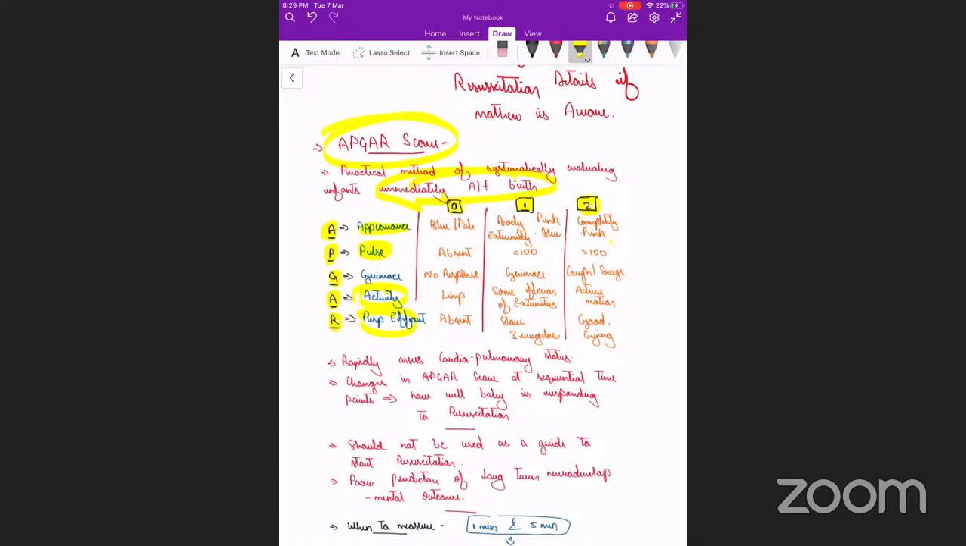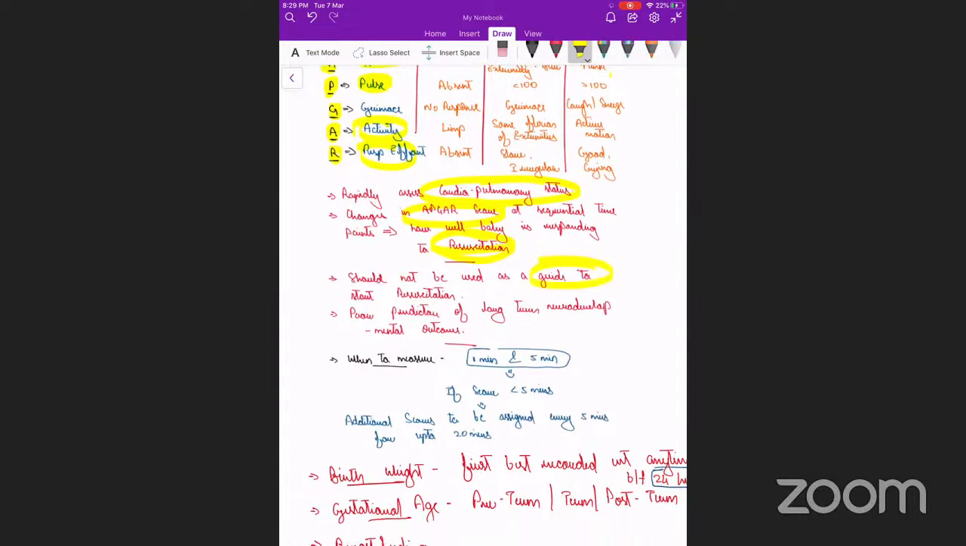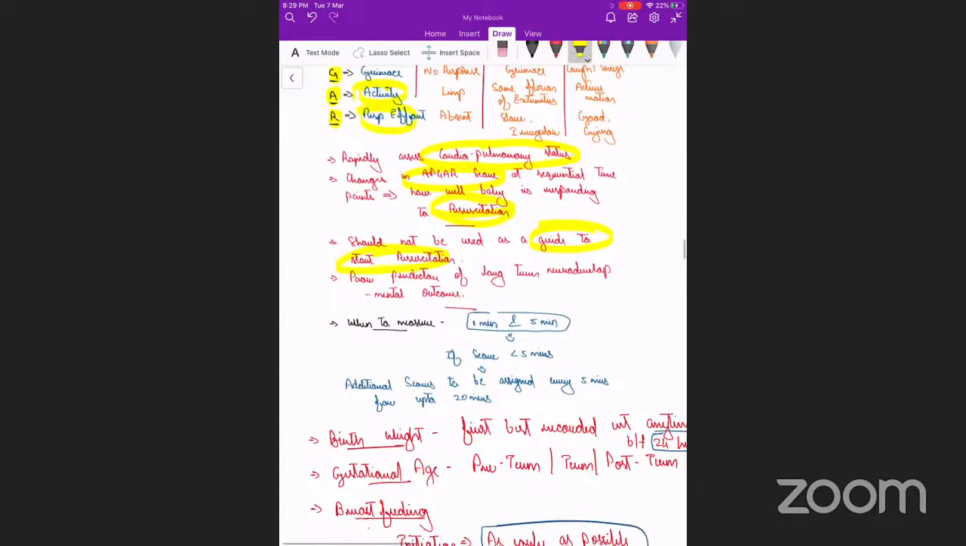And we do it at 1 minute, 5 minutes, and if the score is less than 7, we again go ahead and do it at 10, 15, and 20 minutes as well. So it rapidly assesses the cardiopulmonary status of the child. If there is a low Apgar score, the changes in Apgar score with sequential time, that is at 5, 10, 15, and 20, show how well the baby has responded to the resuscitation efforts that the neonatologist or the doctor has put in, correct? And it should be used as a guide to start resuscitation. Fine. And it is a poor predictor of long-term neurodevelopmental outcome.